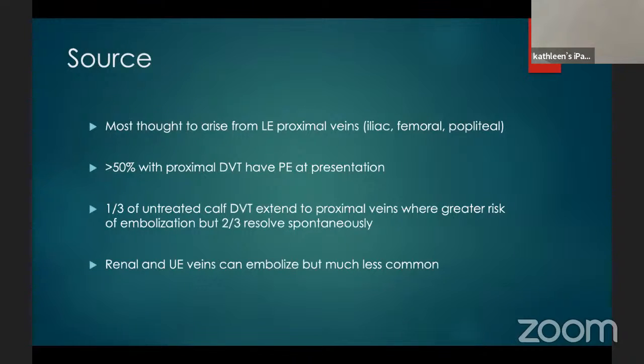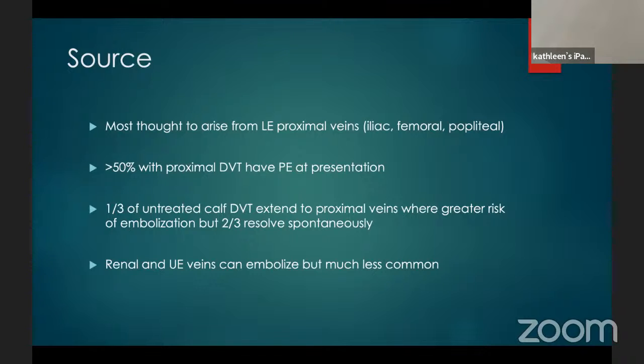Next slide. The source of pulmonary embolism, most are thought to arise from the lower extremity proximal veins, such as the iliac, femoral, and popliteal. Greater than 50% of patients with a proximal DVT have a PE at presentation. Regarding a DVT of calf veins, 1/3 of untreated calf DVT do extend to the proximal veins where there's a greater risk of embolization, but 2/3 do resolve spontaneously.